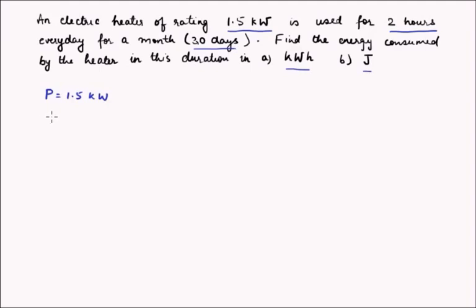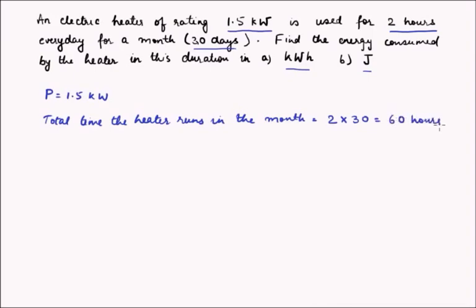So the total time the heater runs during the month is 2 hours per day into 30 days of the month, that is 60 hours. And the power rating, as we know, is 1.5 kilowatt.